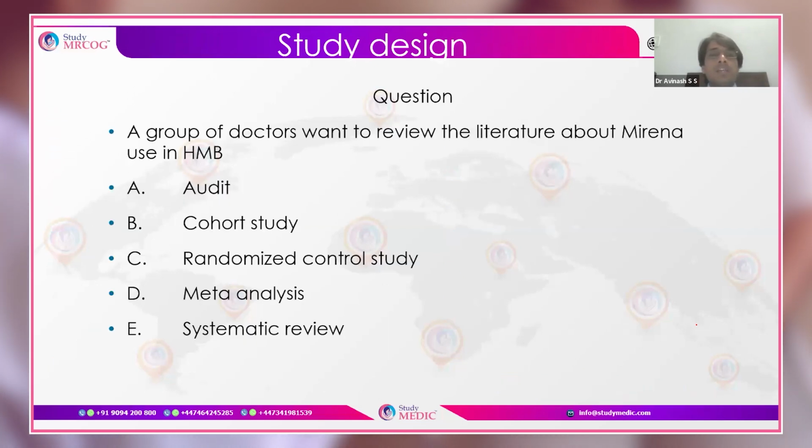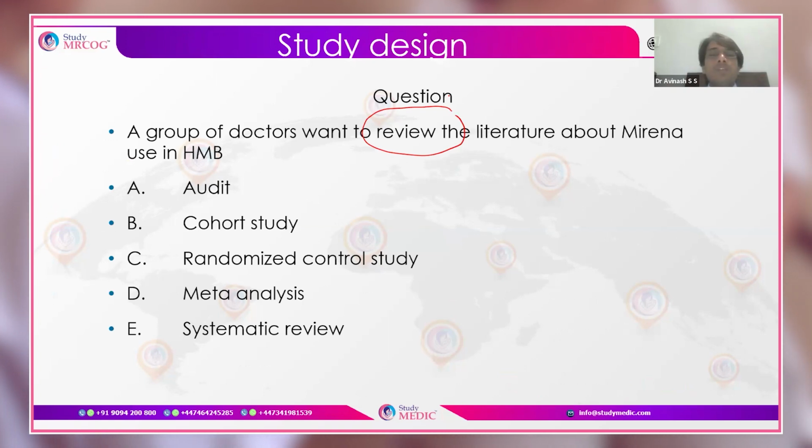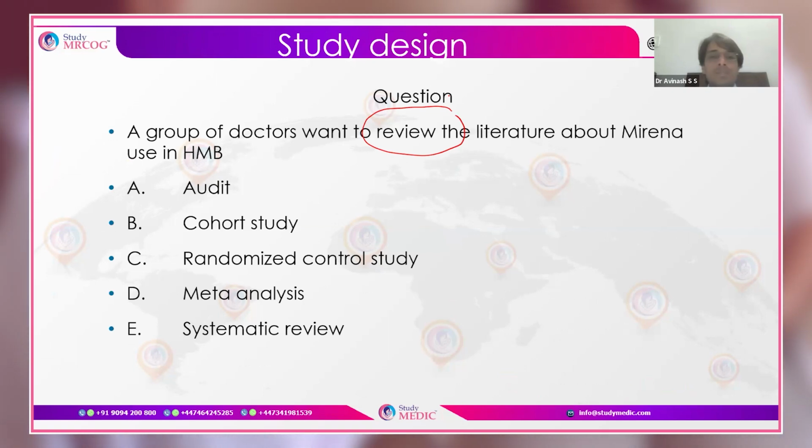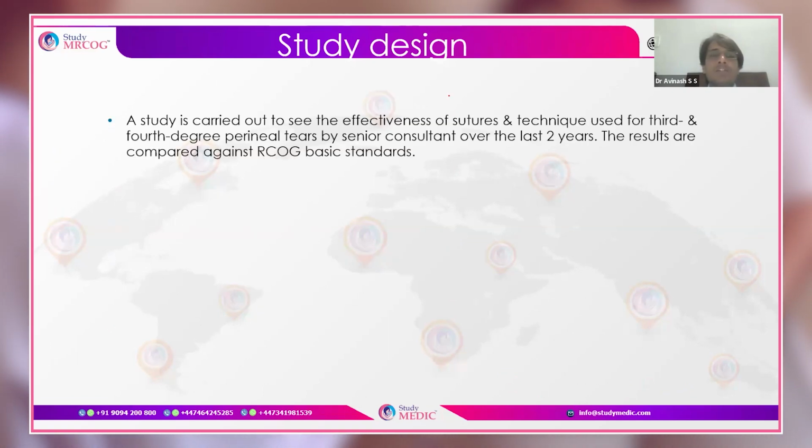Now, another question is, a group of doctors want to review the literature about Mirena used in HMB. So is this an audit, cohort study, RCT, meta-analysis, or systematic review? So you can see they just want to review. They are not further analyzing the overall effect of the Mirena use in HMB, taking all the studies collectively. So that means it is a systematic review, as I have discussed.